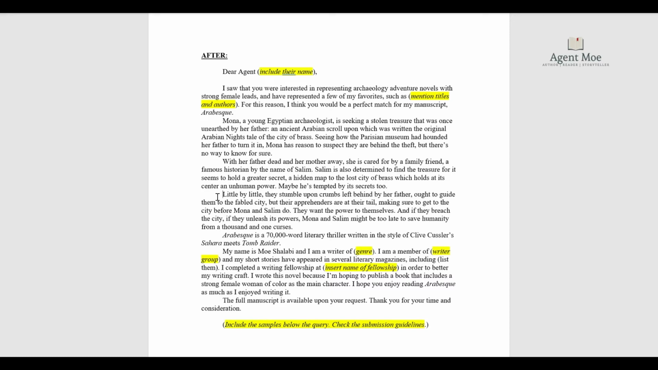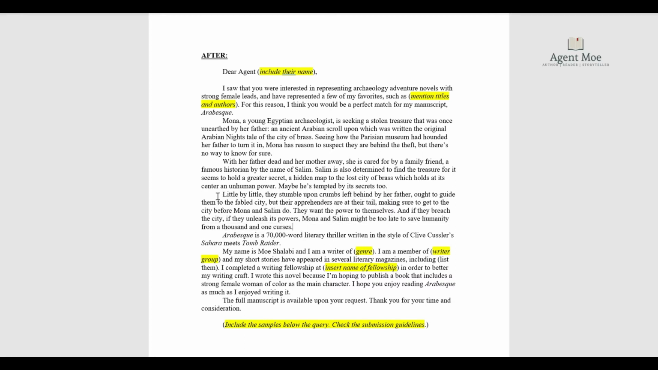Reading on. Little by little, they stumble upon crumbs left behind by her father, to guide them to the fabled city. But their apprehenders are at their tail, making sure to get to the city before Mona and Salim do. They want the power to themselves, and if they breach the city, if they unleash its powers, Mona and Salim might be too late to save humanity from 1,001 curses. I really like the ending to this one, the 1,001 curses. I just thought it was a cute addition because it kind of goes back to the 1001 Arabian Nights stories, and it's just a cute little wordplay.